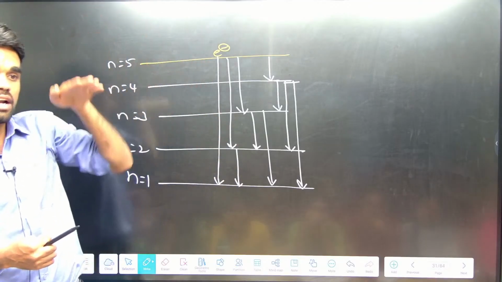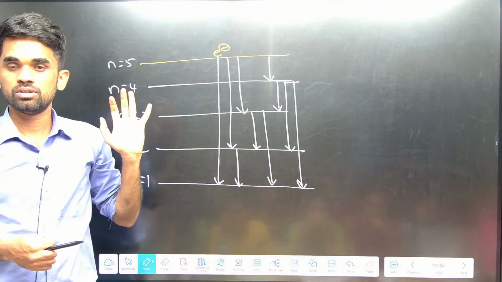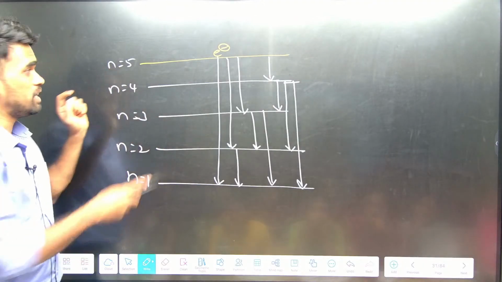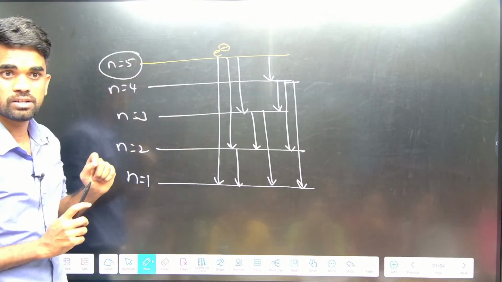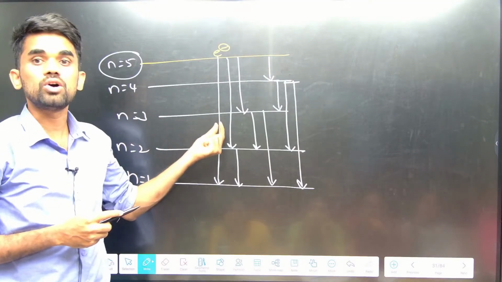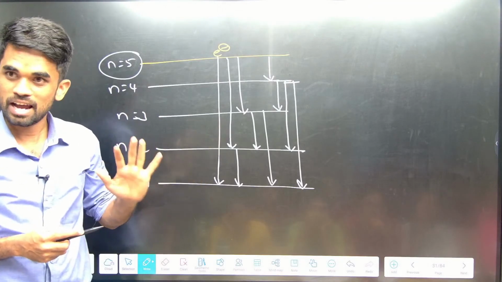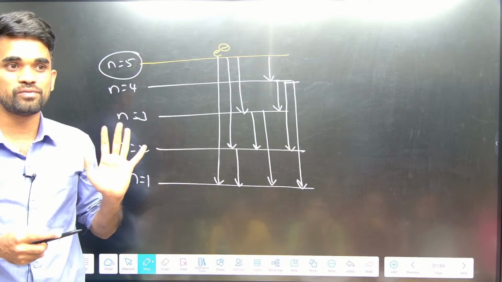So they will ask you the number of spectral lines possible when an electron is falling from the nth level to the ground state. It depends on which level it is. If it is the 5th level, how many spectral lines did you get? 10. But counting like this every time is highly difficult, so let us make one formula here.